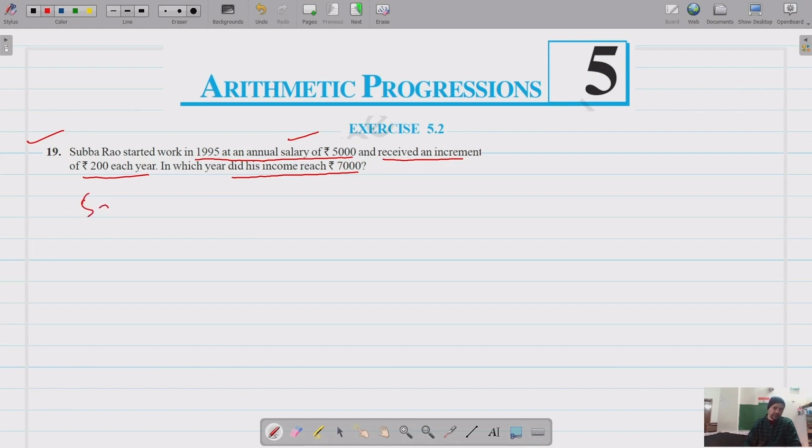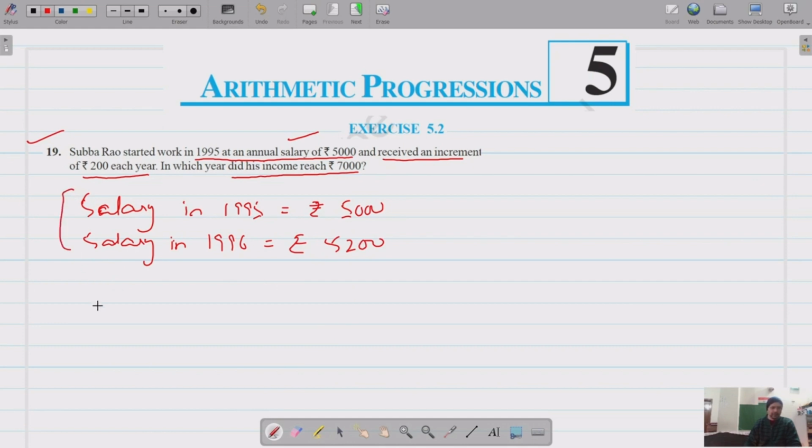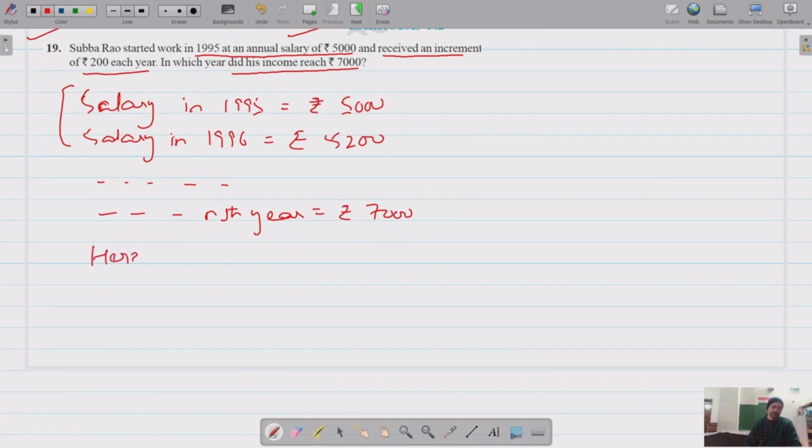So salary in 1995 is rupees 5,000, and so salary in 1996 would be rupees 5,200, as 200 is the increment. So now let's say it's the salary in the nth year that reaches rupees 7,000. So now here, this 5,000, 5,200, because they get an increment of 200 every year, this is an AP.